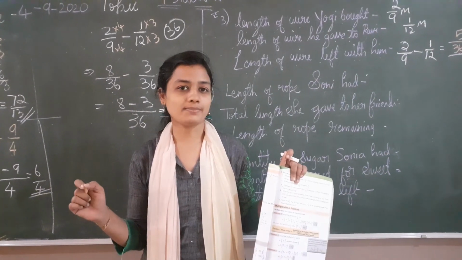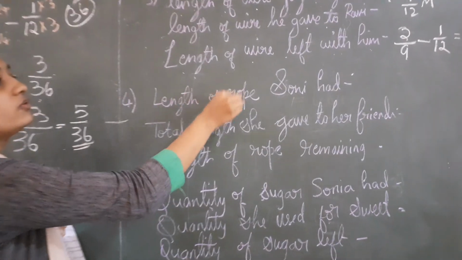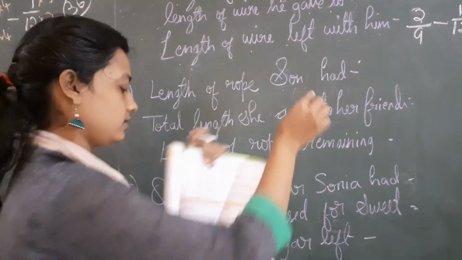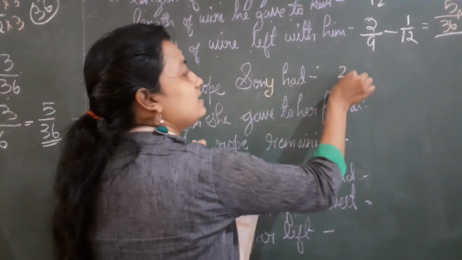So what should we do? We have to subtract. Okay, come for the statement first. Length of rope Sony had. Sony had 20 meters.